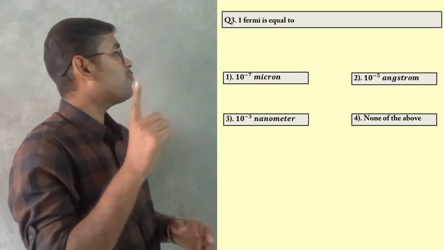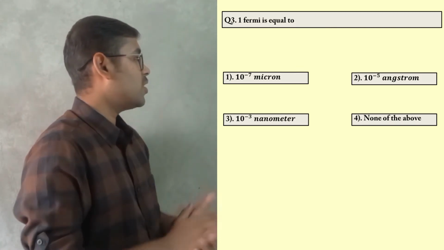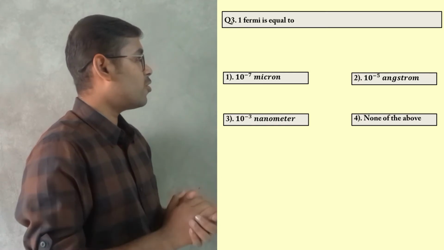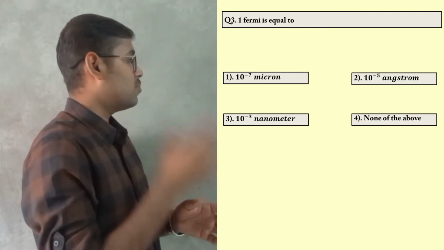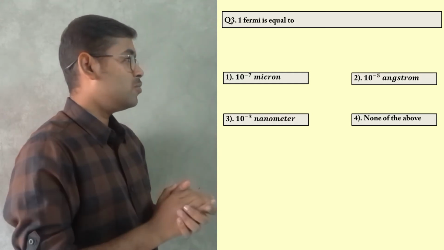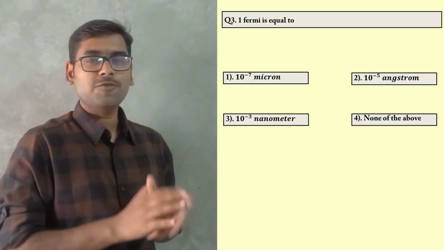Guys, next let us move to question number 3. 1 Fermi is equal to option number 1, 10 raised to minus 7 micron, option number 2, 10 raised to minus 5 angstrom, number 3, 10 raised to minus 3 nanometer, and option number 4, none of the above.